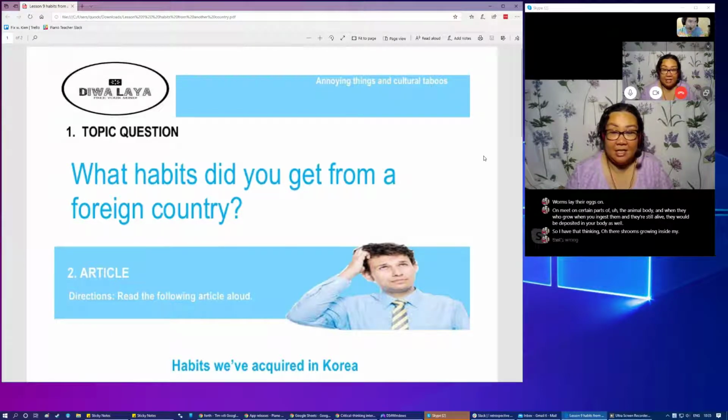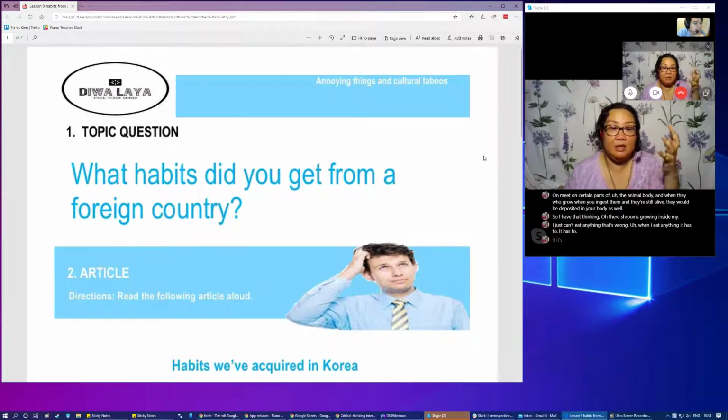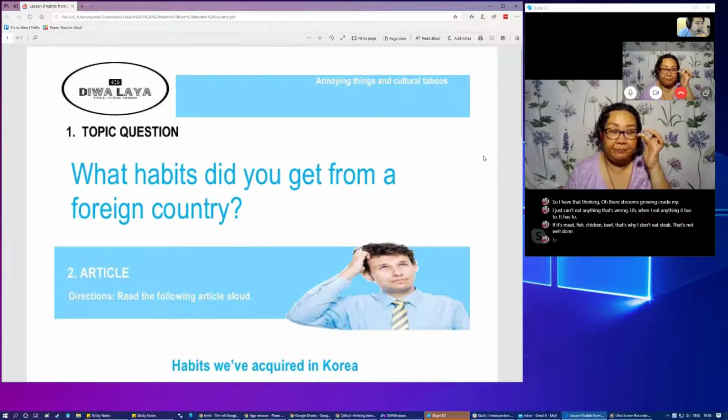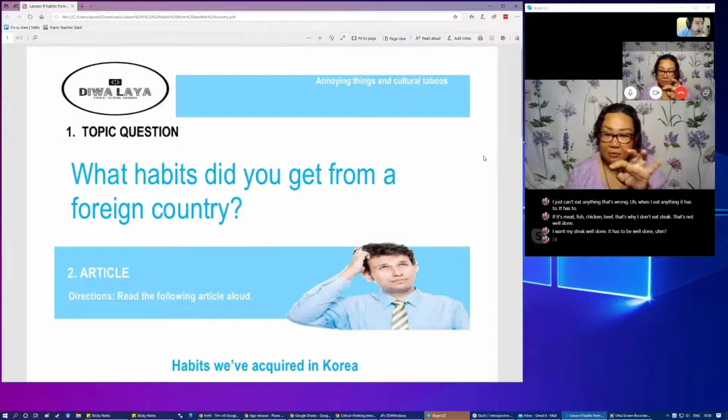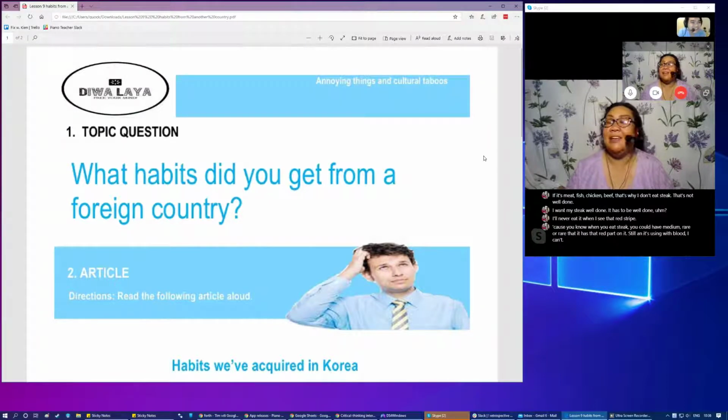When I eat anything, if it's meat, fish, chicken, beef, it has to be well cooked. That's why I don't eat steak that's not well done. I want my steak well done. It has to be well done. I'll never eat it when I see that red stripe. Because when you eat steak, you could have medium rare or rare. It has that red part on it still, and it's oozing with blood. I can't. I just can't.